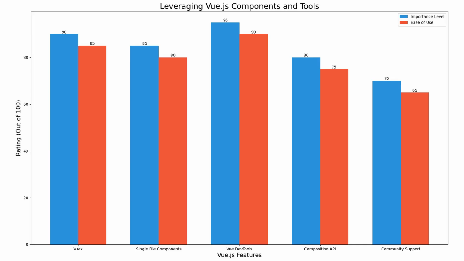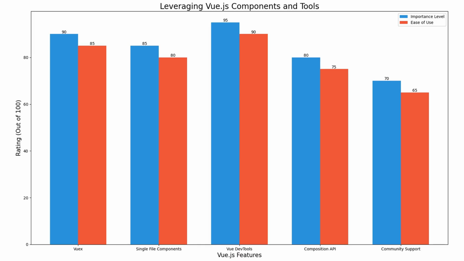Following closely is Vuex, with strong scores of 90 for importance and 85 for ease of use. This highlights the crucial role state management plays in Vue applications alongside its practical usability. Now, when we move to single-file components and the Composition API, we see mid-high scores. Importance is at 80 and 80, while ease of use comes in at 80 and 75, respectively. This suggests that although these features are valued, they may require a bit more familiarity to use comfortably.